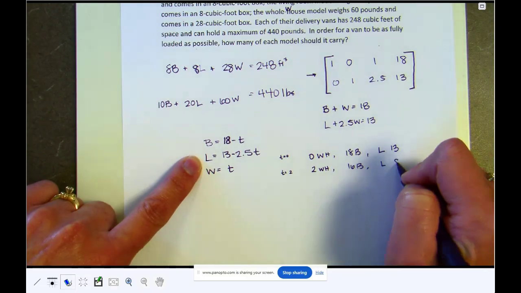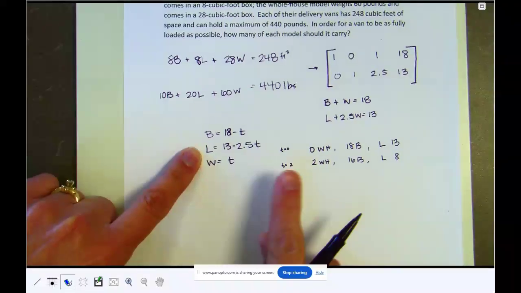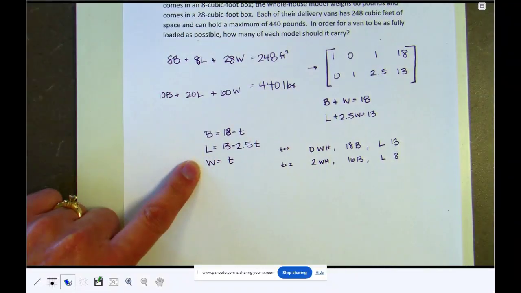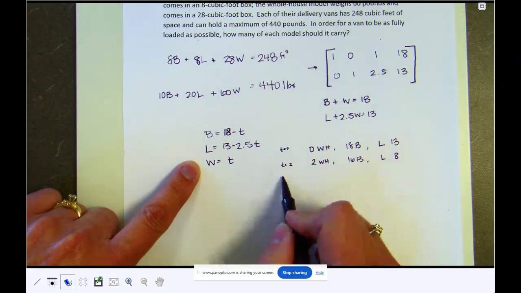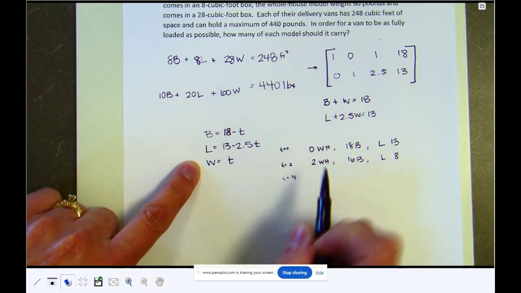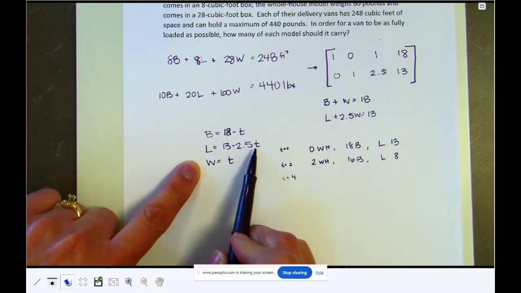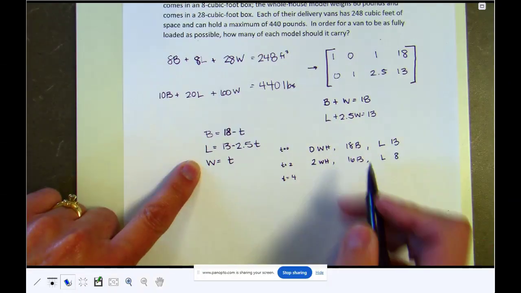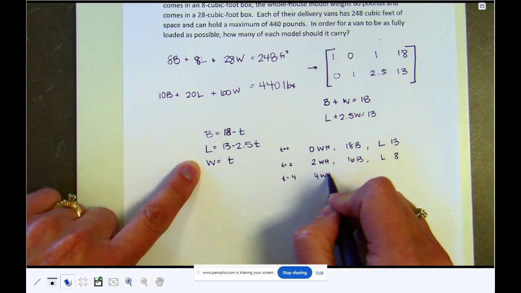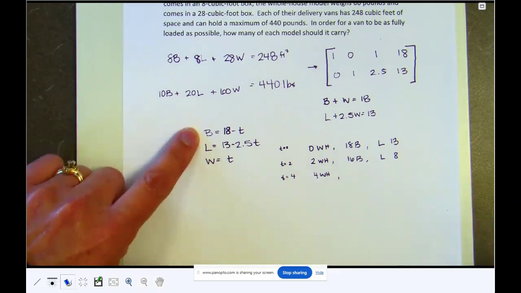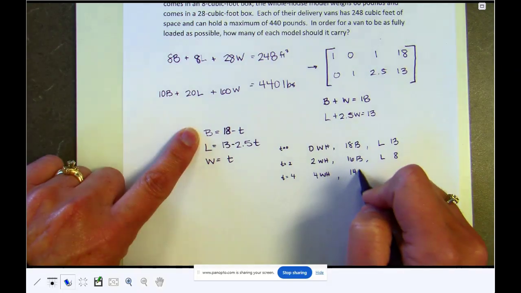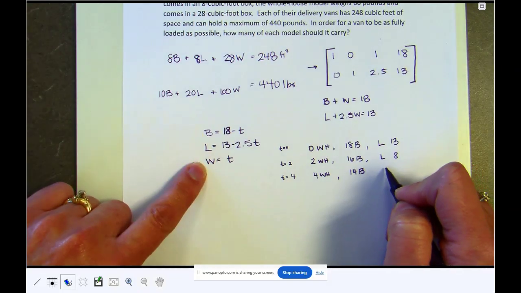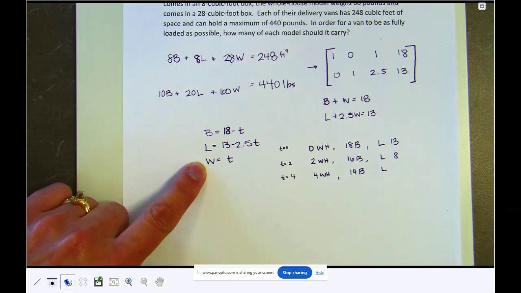And then how many else can you get? 8. Yep. Okay. What's the next one we could do? 4. Again, because you can't do 3 because that's going to be leaving with a decimal. So if it's 4, then that's 4 whole house. How many bedroom ones? 14. And then how many living room ones? 3.